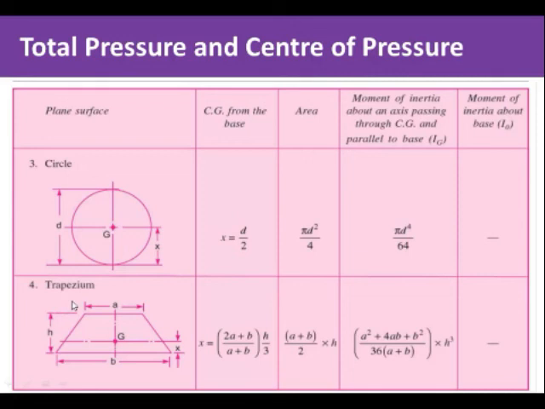Then the next surface is the trapezium. For the trapezium, the CG is at a distance x equals (2a plus b) divided by (a plus b) into h by 3. The area is (a plus b) by 2 into h, where h is the height of the trapezium, and a and b are the parallel sides. You need to remember the moment of inertia formula, that is (a square plus b square plus 4ab) divided by 36 (a plus b), into h cube. So you need to remember these formulas.